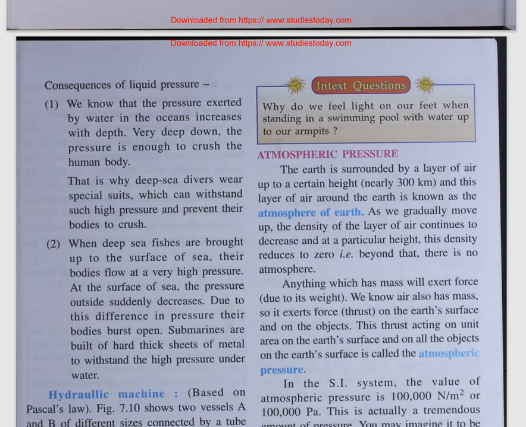When deep fishes, which are found very deep in the ocean, are brought above the surface of the sea, their bodies are at high pressure. At the surface, the pressure is low. Suddenly it is decreased, but they are still exerting the same pressure. Therefore, the body bursts open. Therefore, submarines are built with hard, thick sheets of metal to withstand the high pressure underwater.